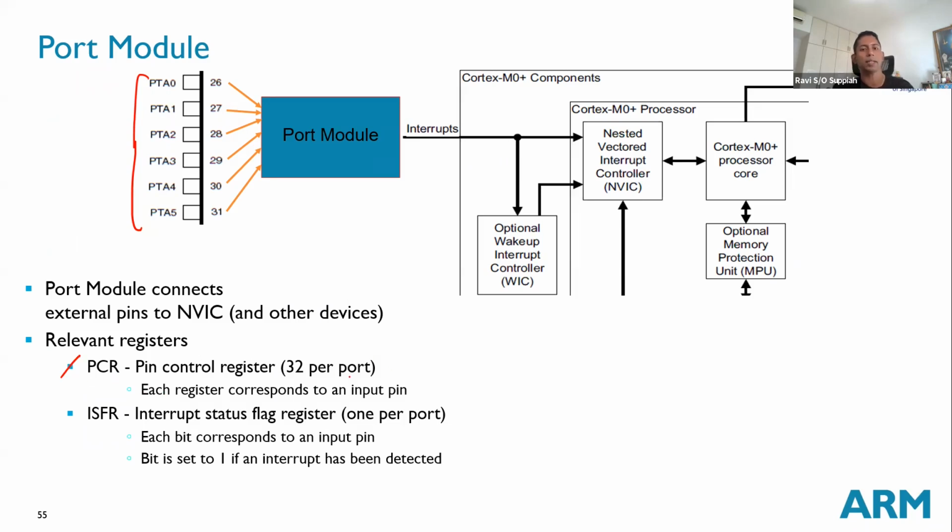If you remember the PCR register, we actually used it in the last lab for the mux setting, where each individual pin we can configure for the appropriate peripheral that you want to use, whether GPIO or a timer or a UART or whatever. In today's lab, we'll be looking at the other function, which is configuring the interrupt. Then we'll also be looking at the interrupt status flag register, to know whether an interrupt has been detected or not.